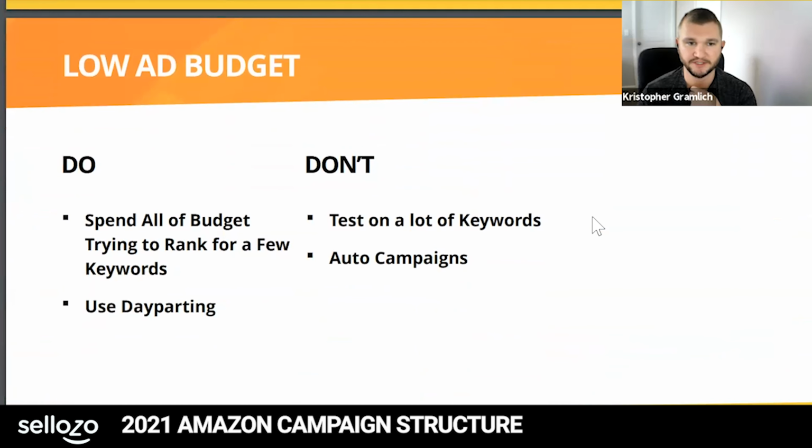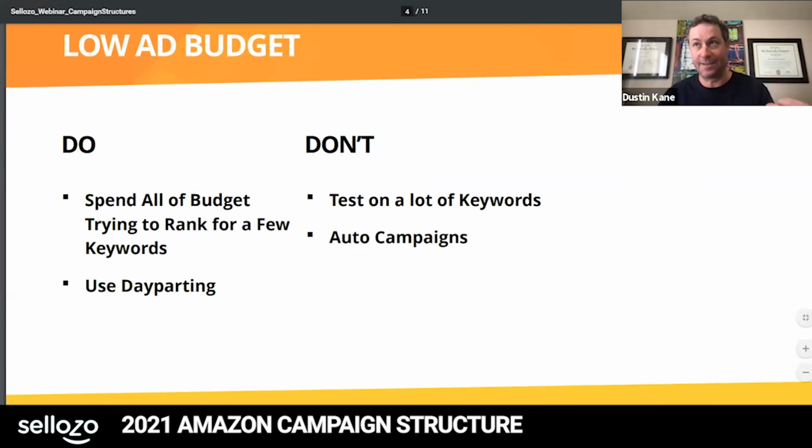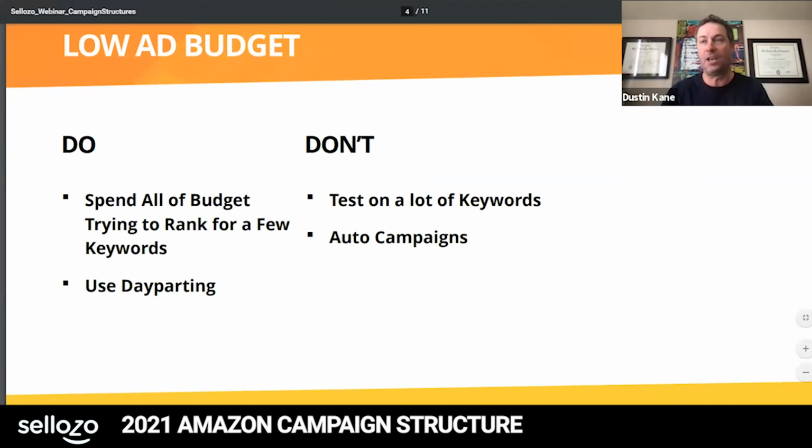Low ad budget. Let's talk about what you should do if you have a low ad budget. Well, the number one thing you're trying to do with products is advertising obviously generates sales, but it's also helping you rank organically for different keywords that customers search for. So if you've got a low ad budget, you want to make sure that you're taking that budget that you have and you're allocating it very targeted to just a few keywords.